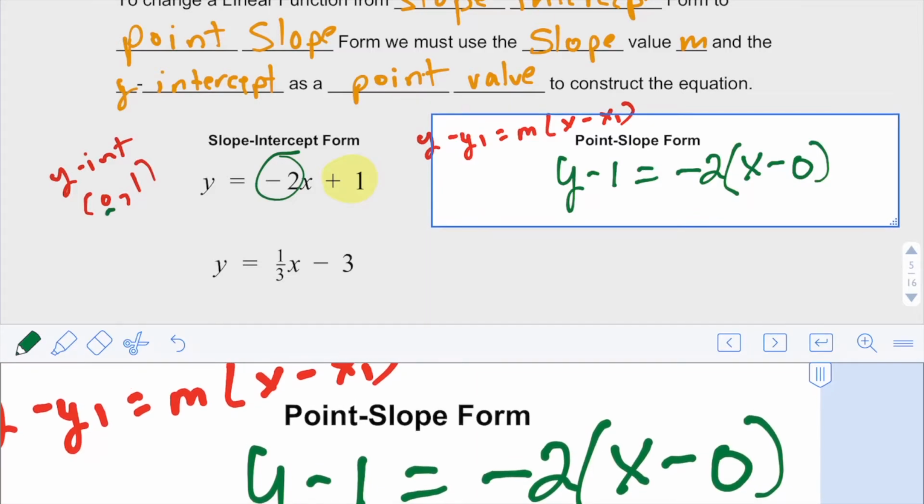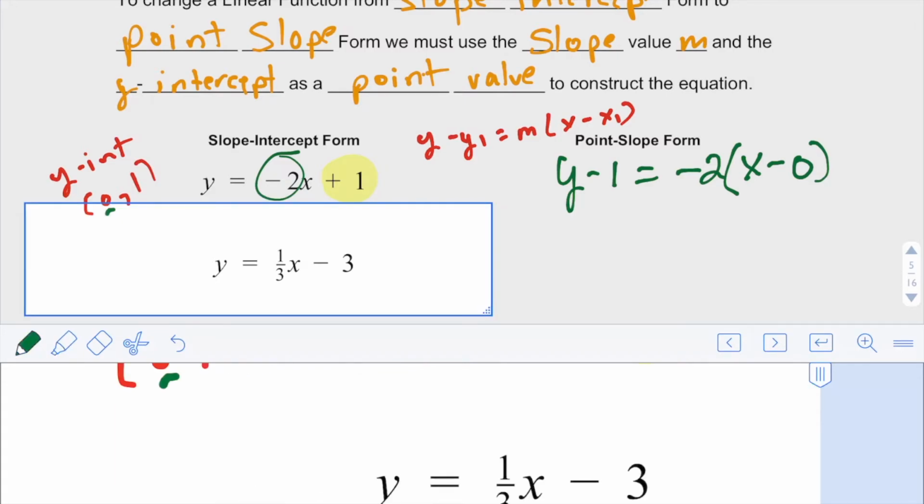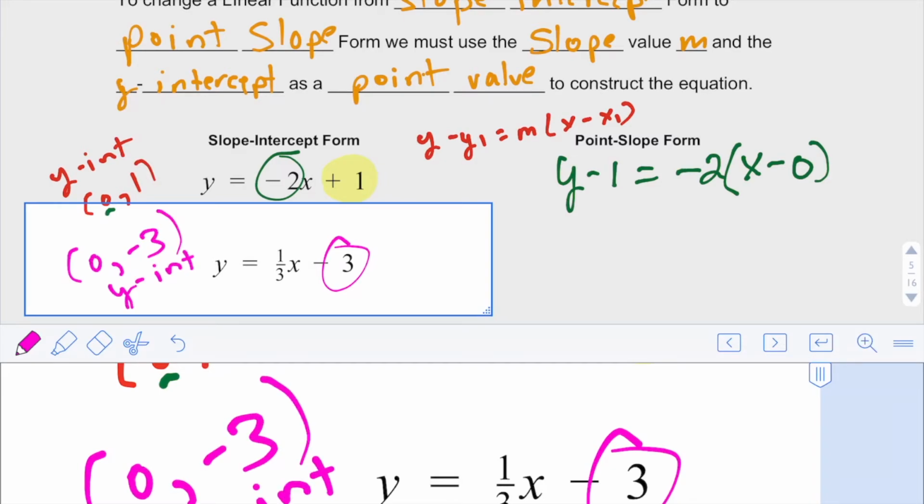Let's go look at another example real quick. We have y equals 1/3 x minus 3. Well, the y-intercept of this is this negative 3 right here. So our y-intercept is going to be (0, negative 3). Okay, and we're going to use that.